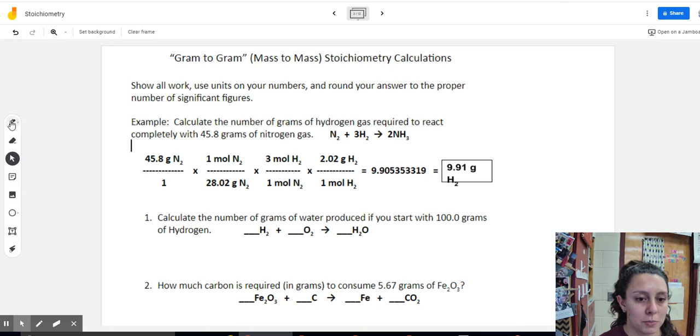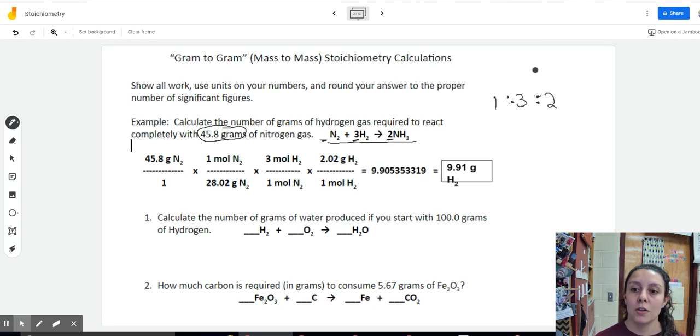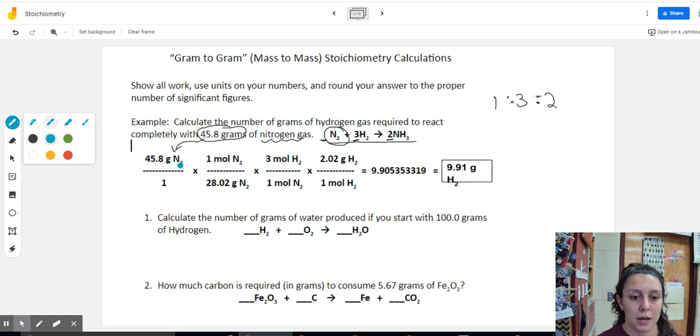Looking at our first problem, we had 45.8 grams of nitrogen gas. This is our balanced equation. A couple things to note: we have nothing in front of this one, which is a 1, we have a 3, and we have a 2. So it's a 1 to 3 to 2 ratio. Whenever we're asked to do the mole ratio, those are the numbers we're going to be focusing on. We're talking about nitrogen gas, which is the N2 right here, so that's the first part that comes down into our problem. We now have nitrogen gas right there.